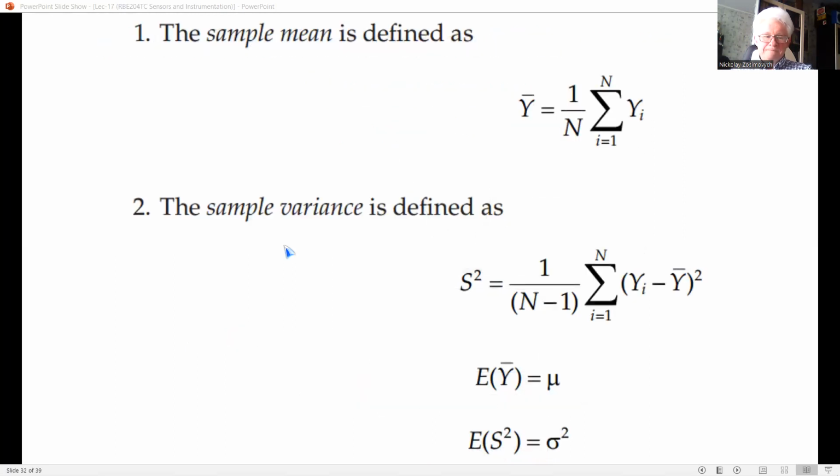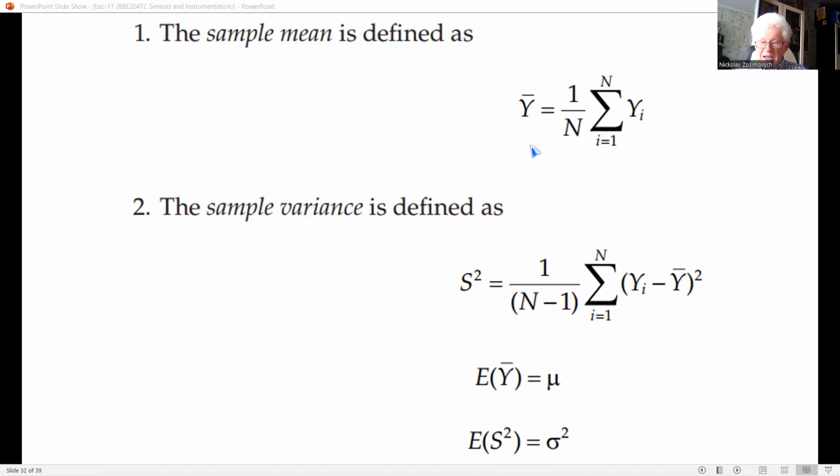Consider a set of measurement data, y1, y2, y3, up to y sub n. Since the goal of the measuring process in the present application is to determine the quality of the produced bearing ball, suppose that the model used for this purpose consists of two quantities. First, the sample mean is defined as in these equations.